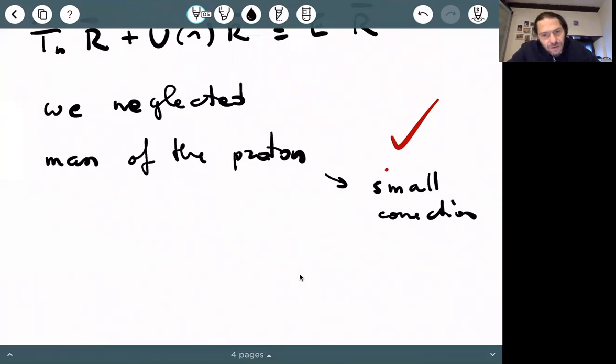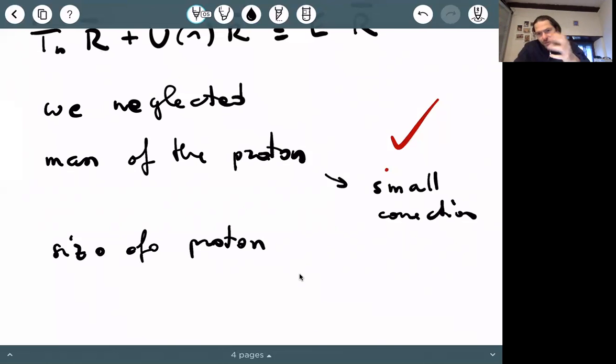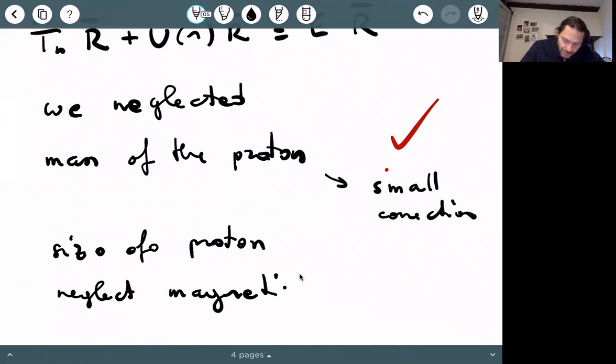But there are many other things we neglected. First of all, we neglected the size of the proton. This is a small effect because the proton is 5 orders of magnitude smaller than the size of the atom. But we also neglected all sorts of magnetic interaction. Why did we include Coulombic interaction but neglected magnetic interactions? After all, electromagnetism is a single theory.